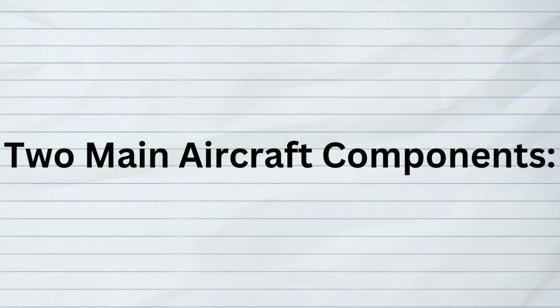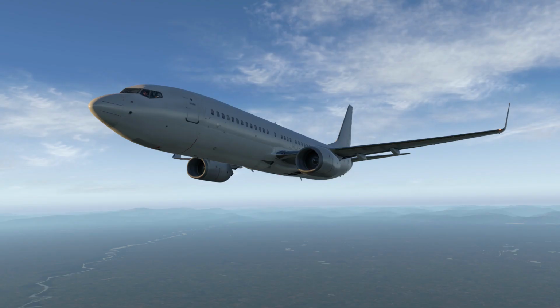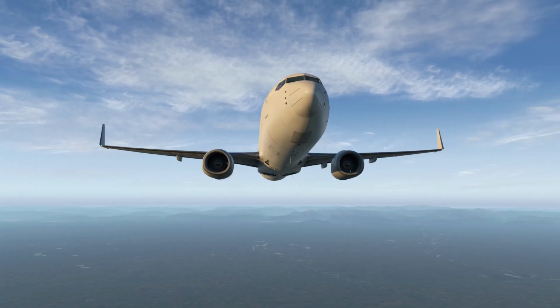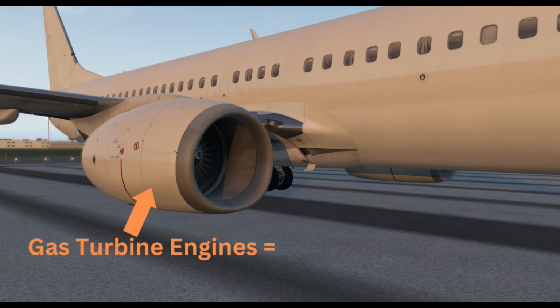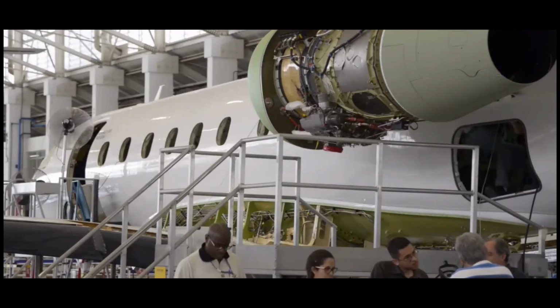We can now look at two main aircraft components in a little more detail, being the engines and the wings. Beginning with the former, the main kind of propulsion used nowadays in commercial aircraft are gas turbine engines. This is due to their ability to have a combination of high power, reliability, and fuel efficiency, meaning that they are the best solution for many manufacturers when designing their planes around them.